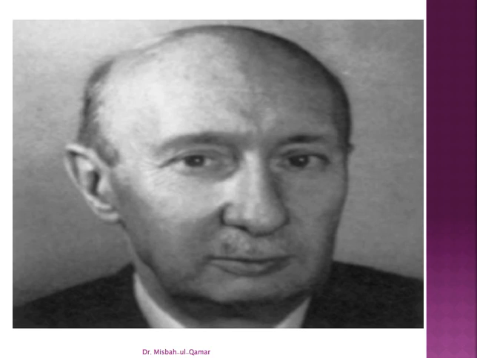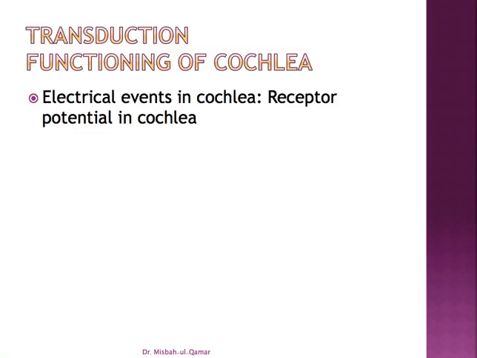Right. So now we move on to the second part of the functioning of the inner ear, which is transduction. Certain electrical events take place in the cochlea, such as the generation of the receptor potential. What is this receptor potential? It is the mild depolarization which is developed in the hair cells of the cochlea.